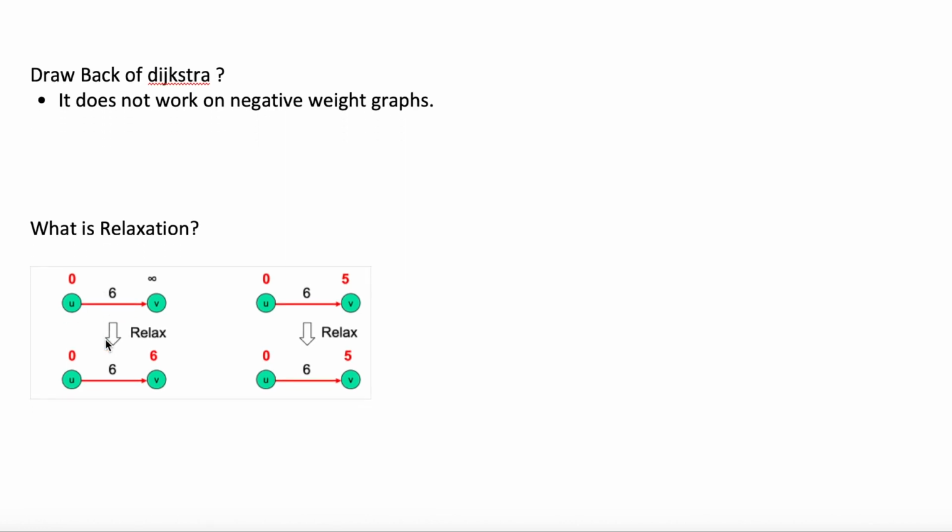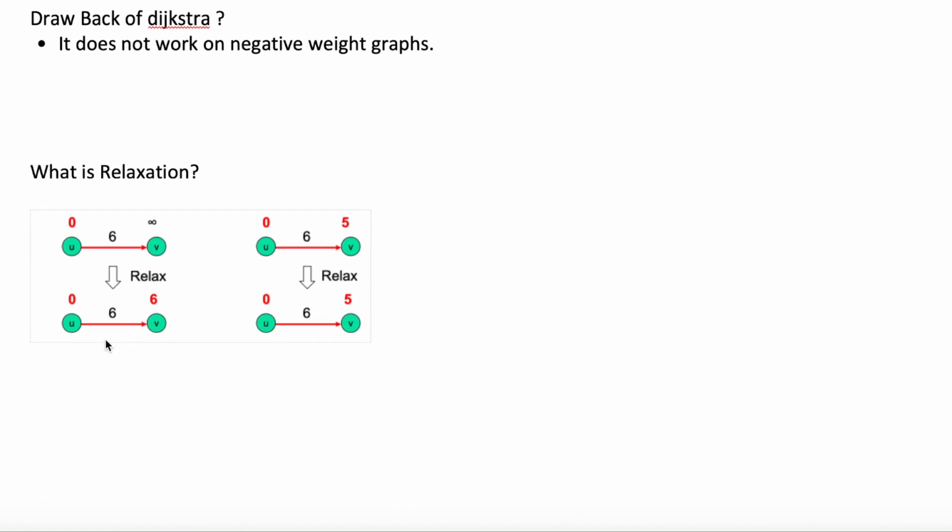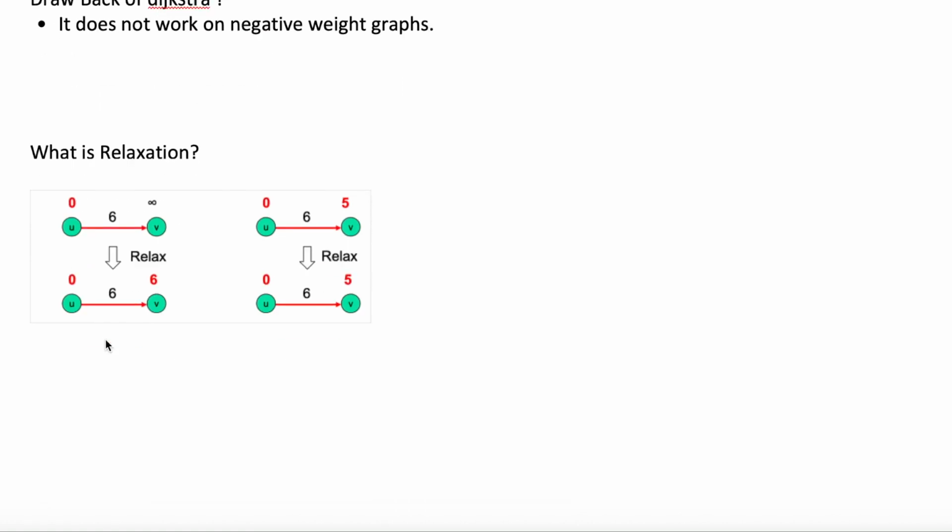So here in Dijkstra we use a concept called relaxation. So what is relaxation? Relaxation means, consider you are going from New York to Los Angeles, LA, and we don't know initially what the distance between New York and LA is. Suppose that we also don't have access to Google Maps, so we are going by just following the road signs. So I'm at New York U and I'm trying to go to Los Angeles V.